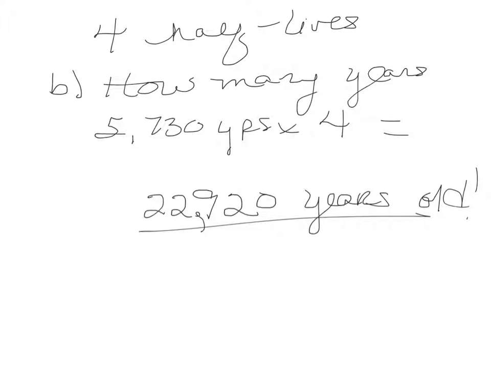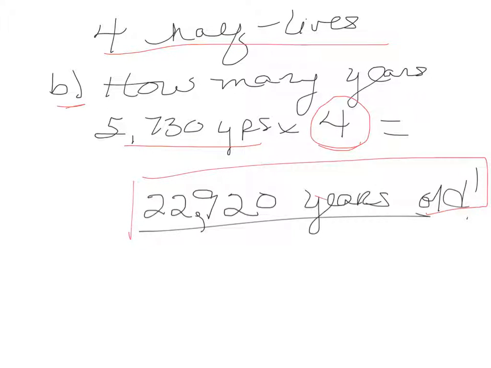So we have gone through 4 half-lives, and if the next question said how many years have passed, how old is this substance, when did it die is the right question. How long ago did it die? We've had 4 half-lives pass. Each half-life is 5,730 years. So this substance, I should say, died 22,920 years ago.